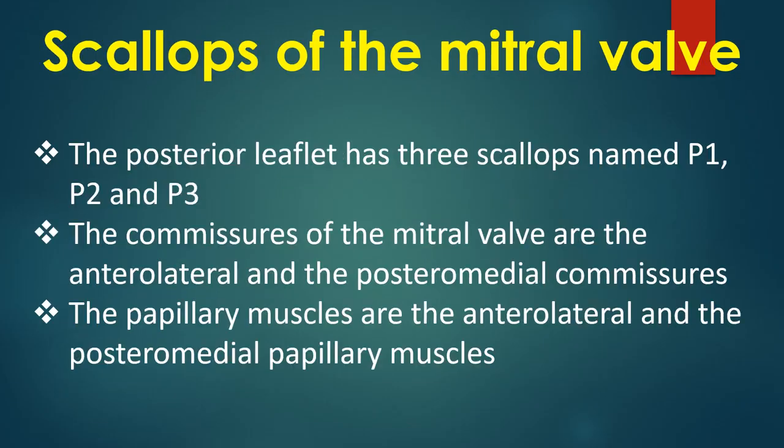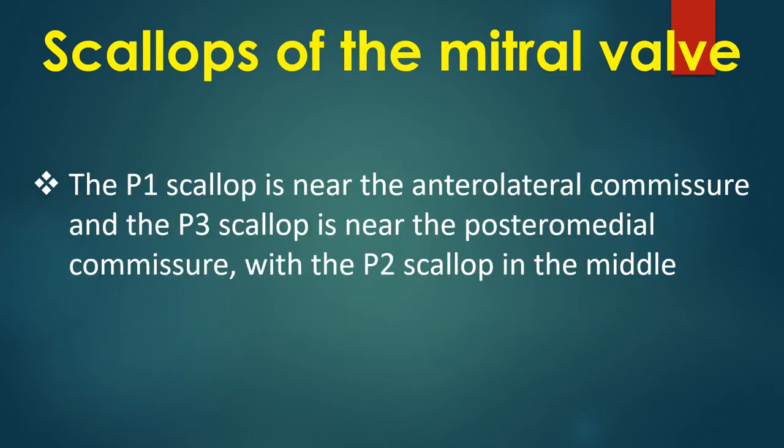The posterior leaflet has three scallops named P1, P2 and P3. The commissures of the mitral valve are the anterolateral and the posteromedial commissures. The papillary muscles are the anterolateral and the posteromedial papillary muscles. The P1 scallop is near the anterolateral commissure and the P3 scallop near the posteromedial commissure, with the P2 scallop in the middle.